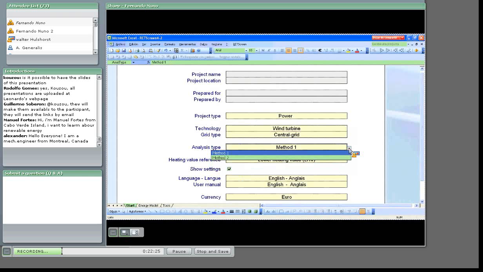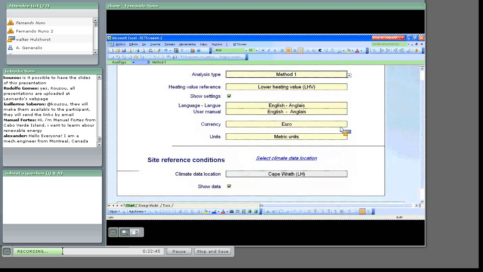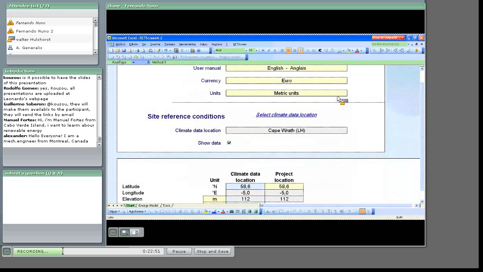Analysis type, well, you have two levels. First level, first approach; second level, more in depth. So we start with this. Heating value reference is only relevant to heating or combined heat and power projects. So we can choose the language and the currency. We use euros in this example. Then units, the metric units.